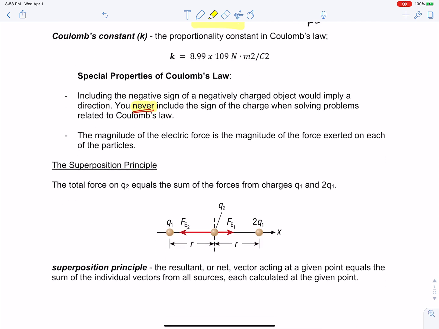So what if we have two particles exerting a force on a third one? Well, the total force on this example on Q2, the center particle that is in between Q1 and 2Q1, equals the sum of the forces from both of these charges, both Q1 and 2Q1. And this is based on the principle of superposition, which states that the resultant or net vector acting at a given point equals the sum of the individual vectors from all sources, each calculated at a given point. Let's start taking a look at Coulomb's law with some examples.